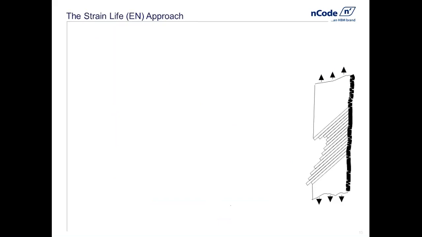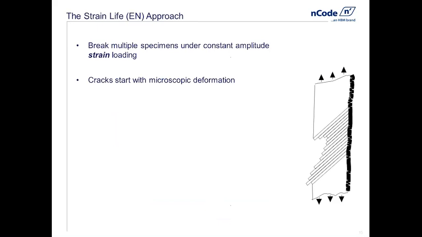The strain life approach is similar to the stress life approach, but this time we're going to test and break material coupons under known strain conditions. So you may wonder, why would we do this under strain conditions instead of under stress conditions? And that is because ultimately cracks start with microscopic deformation. Over on the right side here we have a diagram that shows that microscopically, if you think back to metallurgy a bit, most materials we work with have a crystalline structure. And that crystalline structure deforms under shear.